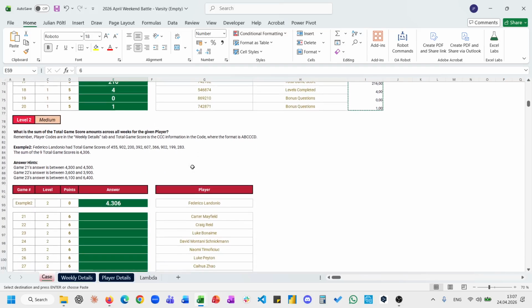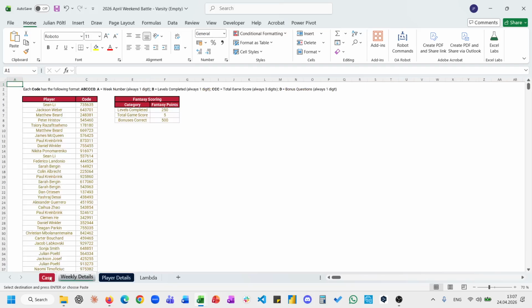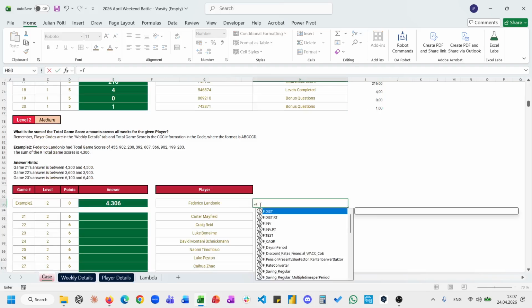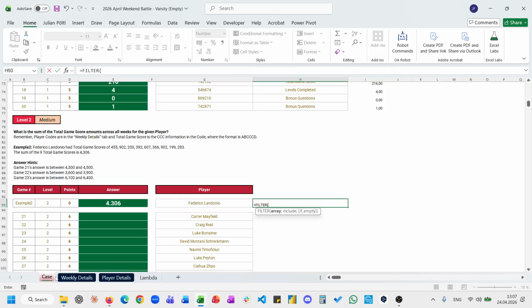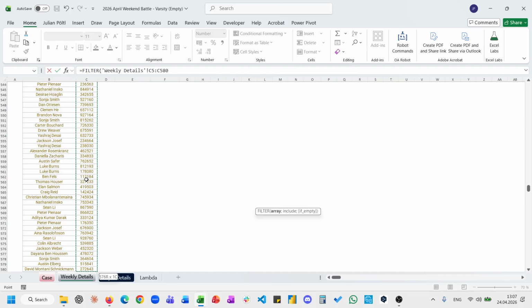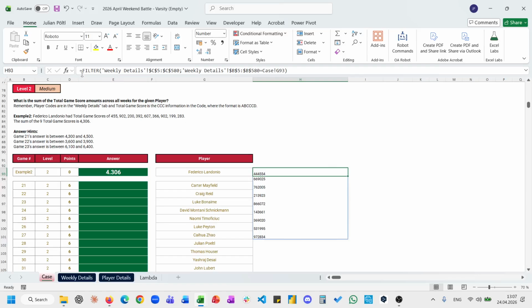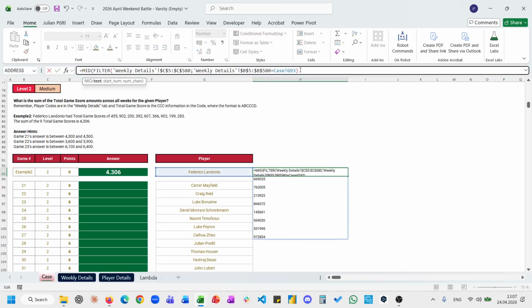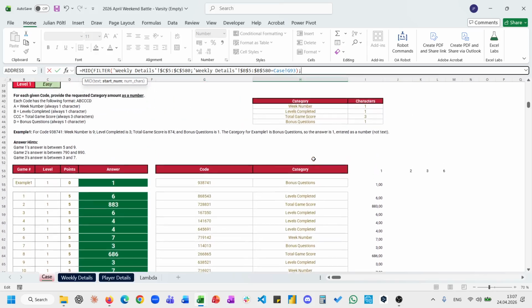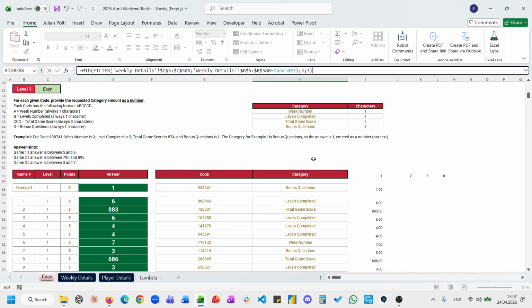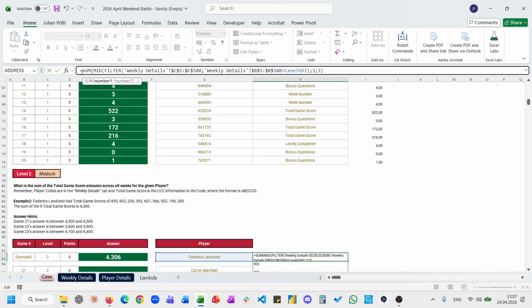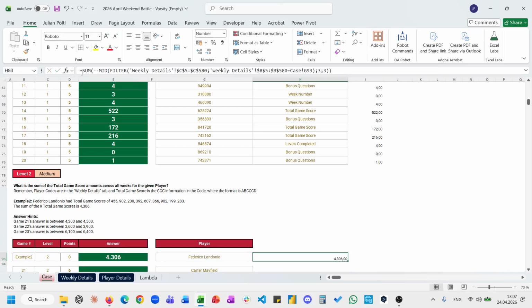What is the sum of the total score amounts across all weeks for the given player? FILTER, weekly details, player equals Federico, and then in this case it's MID, starting on number of the score is 3, 3, SUM minus. Yes.